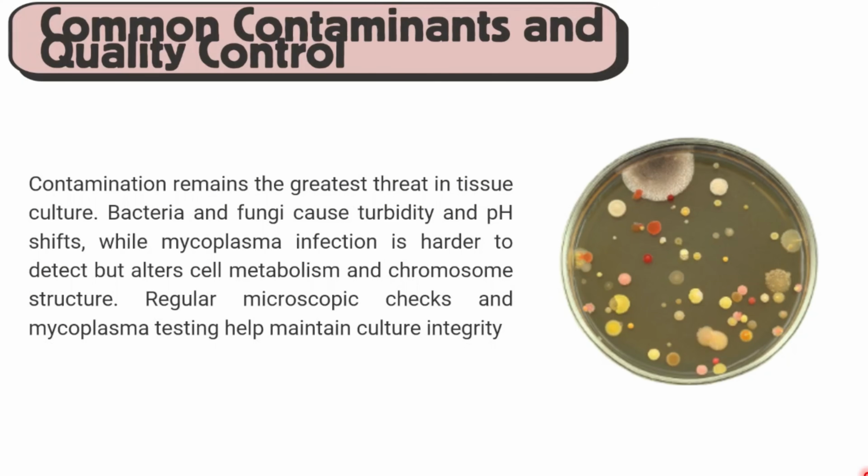Now, there are some common contaminants that affect tissue culture technique, particularly bacteria and fungi, because they cause turbidity and pH shift, while mycoplasma infection is much harder to detect and can alter cell metabolism and chromosome structure. Another thing about the mycoplasma is that this bacteria lacks a cell wall, so it is naturally resistant to a number of antibiotics. So the antibiotics in the media would not combat against it. So regular microscopic checks and mycoplasma testing help to maintain culture integrity. This is another reason you should check your cells very often to avoid the growth of bacteria and infection. And if seen, the cells must be discarded immediately and the experiment should be repeated.